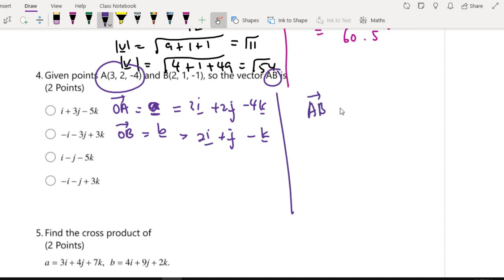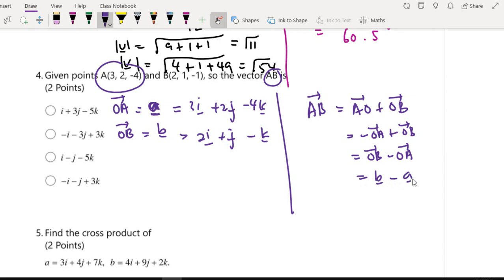Vector AB is equal to AO plus OB, or negative OA plus OB, or OB minus OA, or vector b minus vector a. Actually, how to remember this one? Vector AB is just vector b minus vector a. Okay, you may skip all these steps. Just take vector b minus vector a. Then you may change to matrix form.